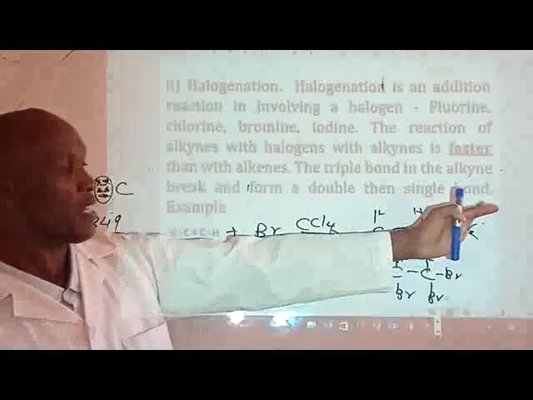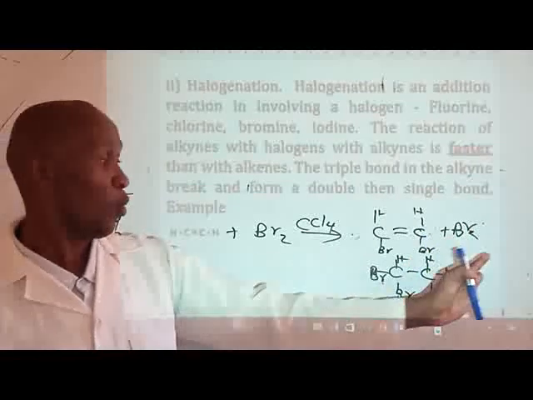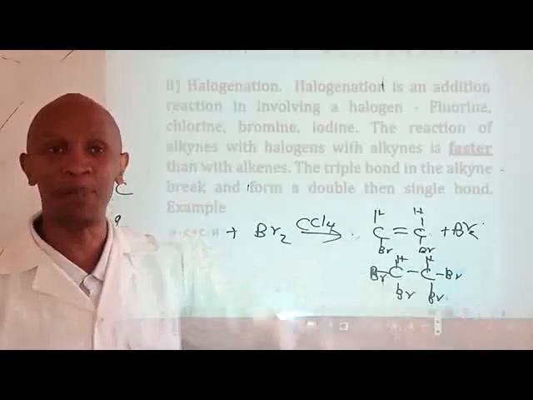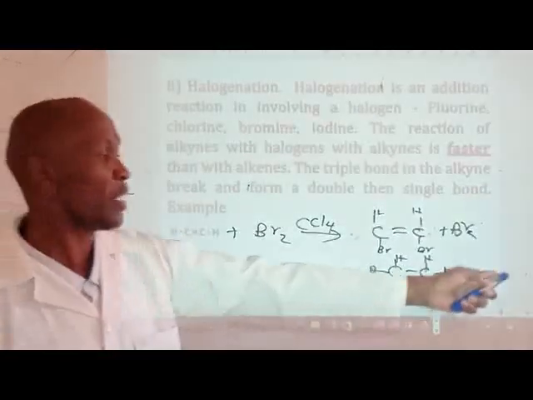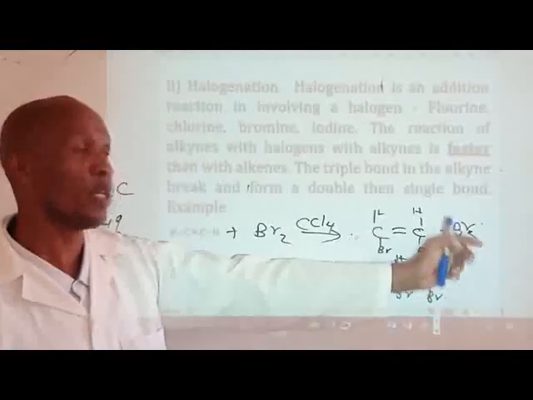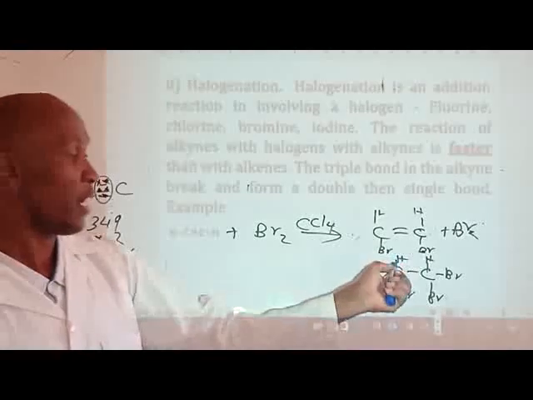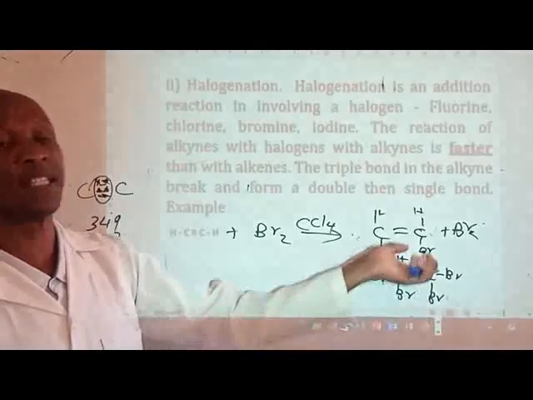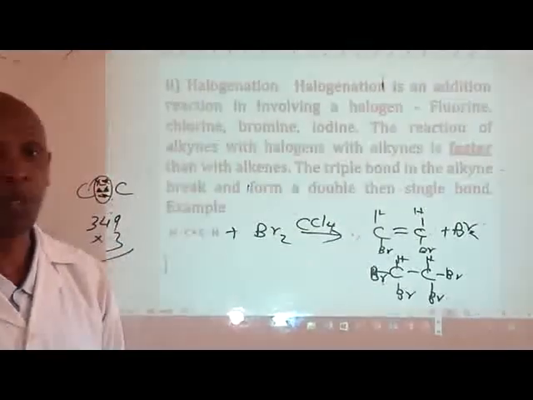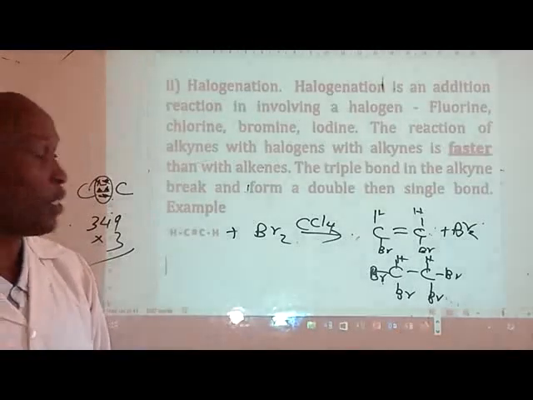Of course, if you have excess bromine, there is no reason why substitution cannot take place if you have excess bromine and you are doing the reaction in the presence of sunlight. So you can get the hexabromo. The hexabromoethane can also be obtained.